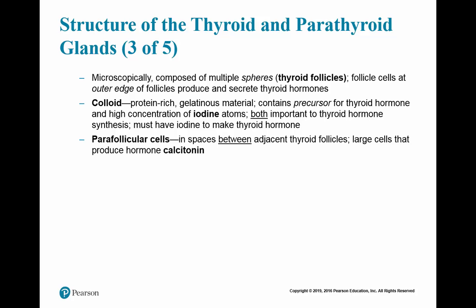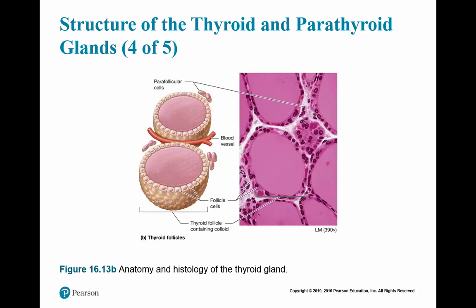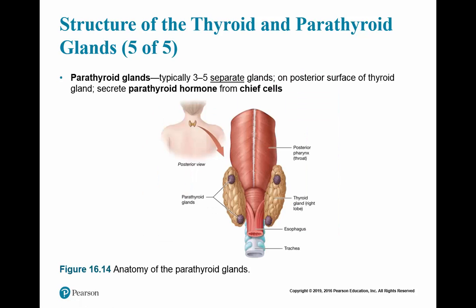The parafollicular cells are between the thyroid follicles, and they're pretty large cells, and they make the hormone calcitonin. And you can see here what I'm talking about. That's the parafollicular cells there, and then you see the follicles here with the follicle cells around the edge, and the colloid is in the center, that protein-rich gelatin stuff.